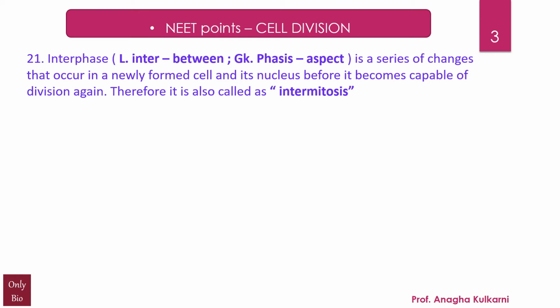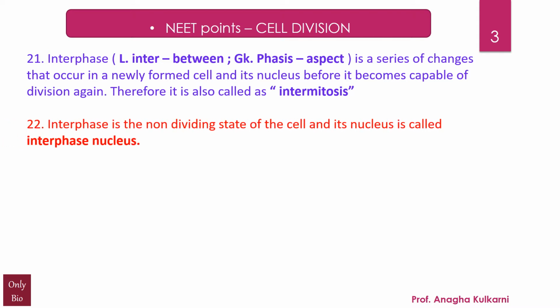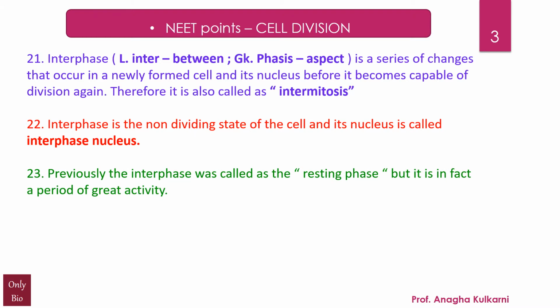Point number 21, interphase. In Latin, inter means between and Greek phases means aspect. It is a series of changes that occur in a newly formed cell and its nucleus before it becomes capable of division again. Therefore, it is also called intermitosis. Interphase is the non-dividing state of the cell and its nucleus is called the interphase nucleus. Next, previously the interphase was called the resting phase, but it is in fact a period of great activity.